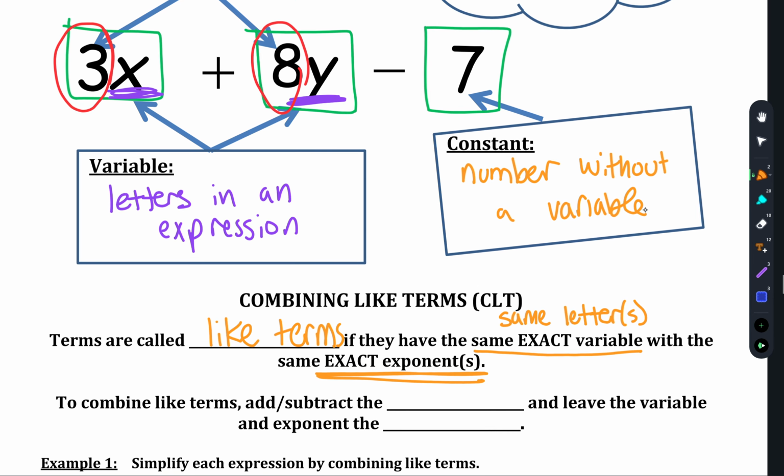So for example, let's look back at our example here. What's the exponent on this x variable? Does anybody know? We can't see it, but what is it? 1. Yeah, it's a 1. So the exponent there is 1. Same thing for the y. The exponent there is 1. So different variables, x and y, same exponent. We have to have both things be true for them to be like terms.